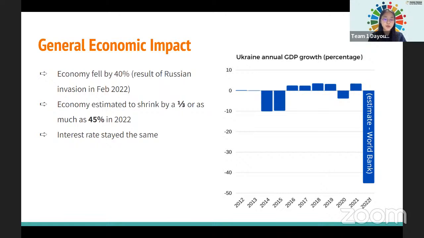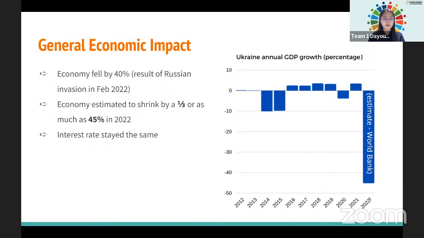Ukraine imposed emergency financial measures as a response, including capital controls and banking sector restrictions. It also announced tax deferrals while fully meeting domestic and external debt obligations. These measures at least prevented financial collapse.